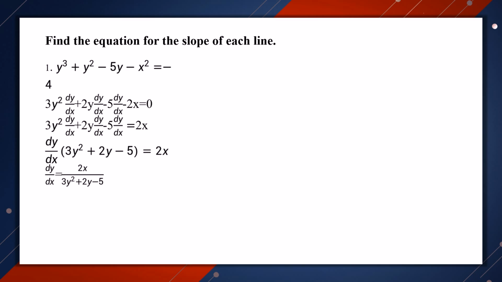3y squared dy over dx plus 2y times dy over dx minus 5 times dy over dx is equal to 2x. Then we can get dy over dx times 3y squared plus 2y minus 5 is equal to 2x. Then dy over dx is equal to 2x over 3y squared plus 2y minus 5.